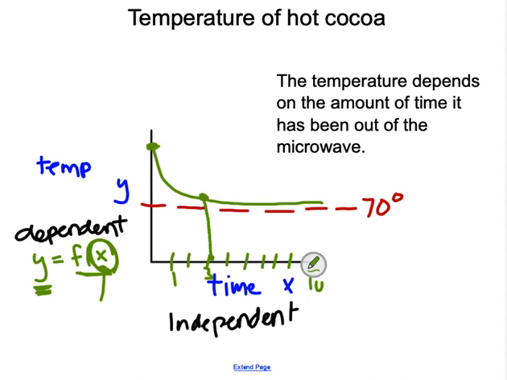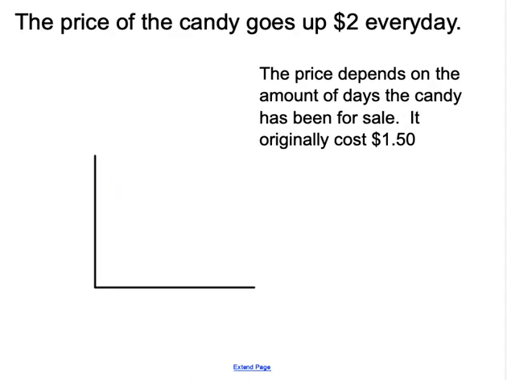If I just asked you what's the temperature, you'd say, well, it depends. It depends on how long it's been out of the microwave. So this notation, saying f of x, clues you in that you're dealing with a function instead of just saying y, which could be anything at all. So it seems kind of fancy, but that's really all there is to it. So let's try another one.